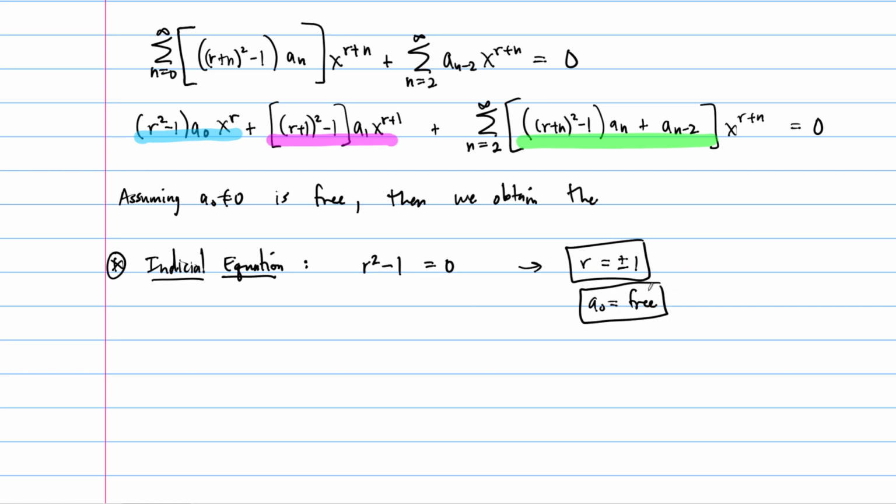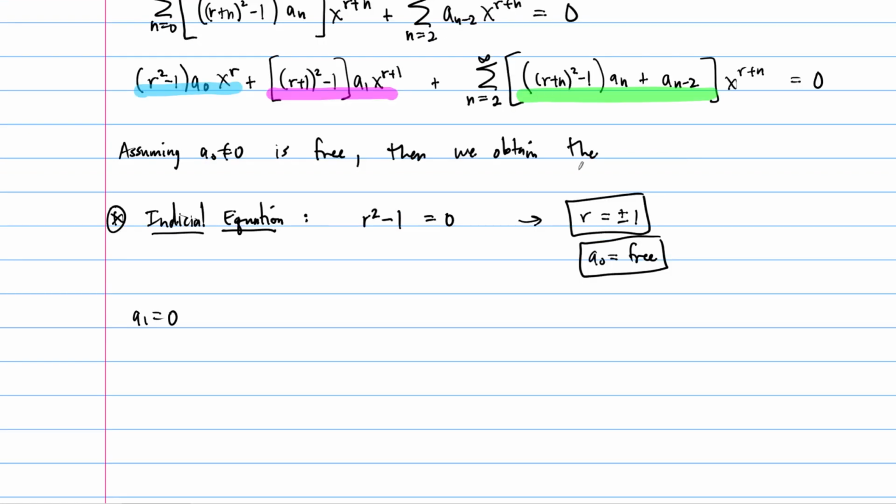So you've got your one free coefficient, and you've got two values of r, so you're going to get two solutions. Notice that r plus 1 squared minus 1, for these two values of r, is not 0. So this part tells you that a1 must be 0. That's what this magenta highlighted portion tells you. And the rest of this gives you your recurrence relation, because now we also know what r is, just like we were solving for a power series solution in the previous lecture.